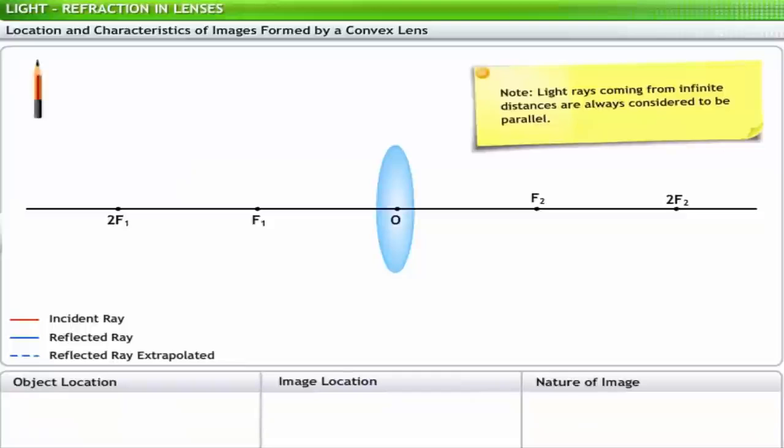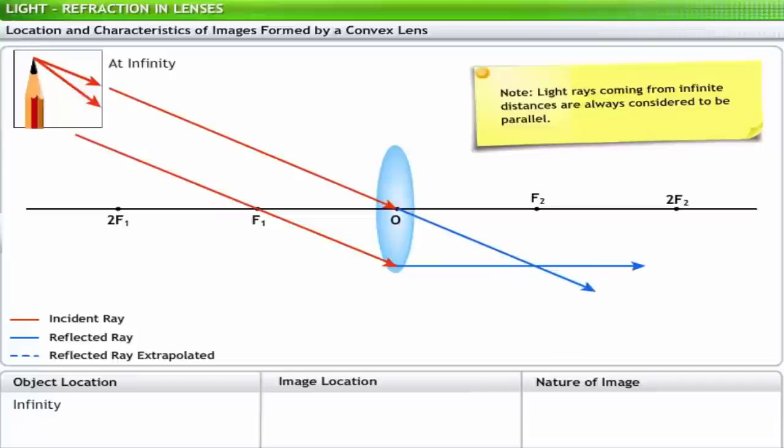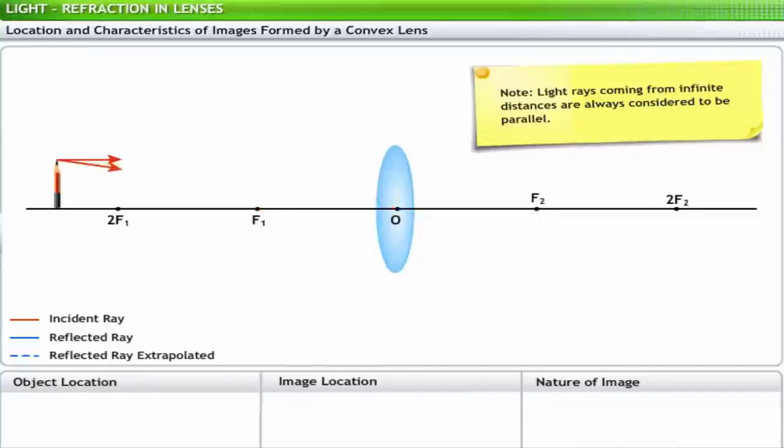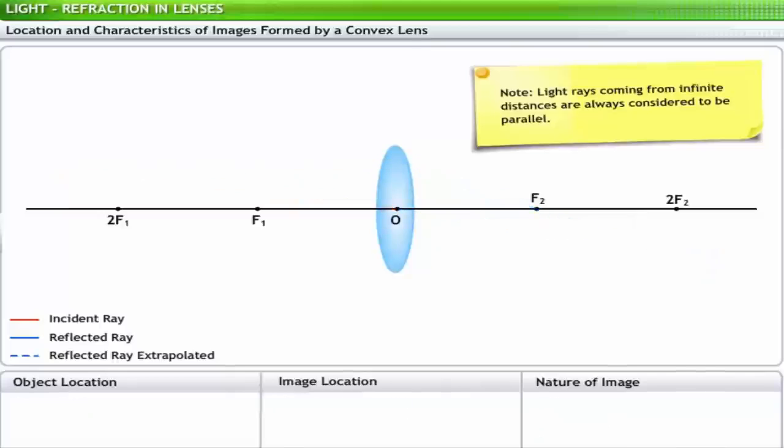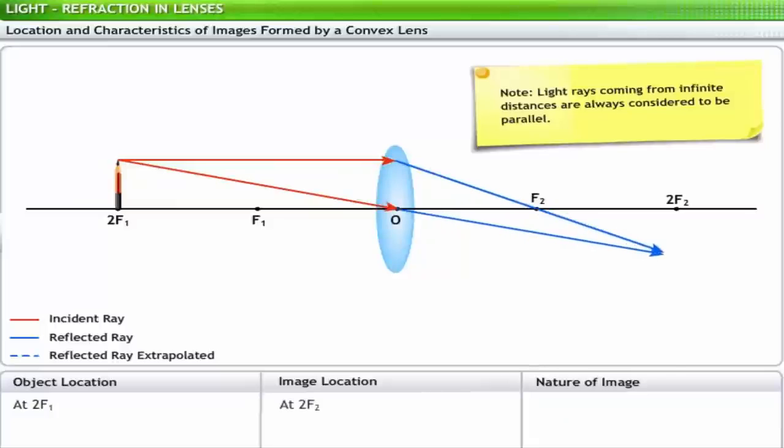For each position of the object, consider two light rays emanating from a point on the object. When an object is placed at infinity, the image is formed at f2 and is real, inverted and highly diminished. When the object is placed beyond 2f1, the image is formed between f2 and 2f2 and is real, inverted and diminished.